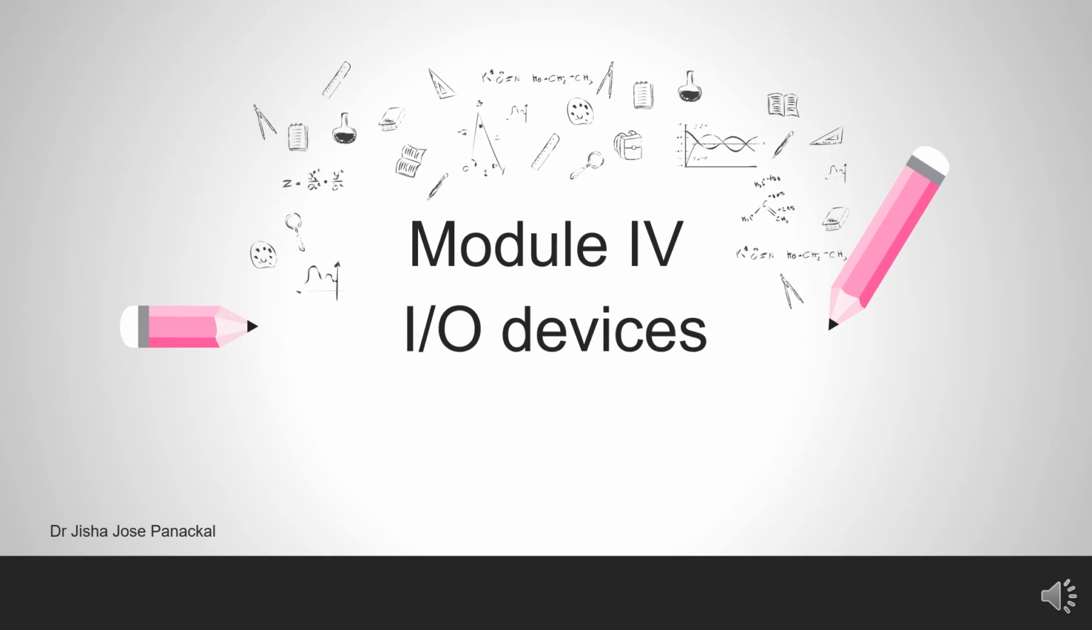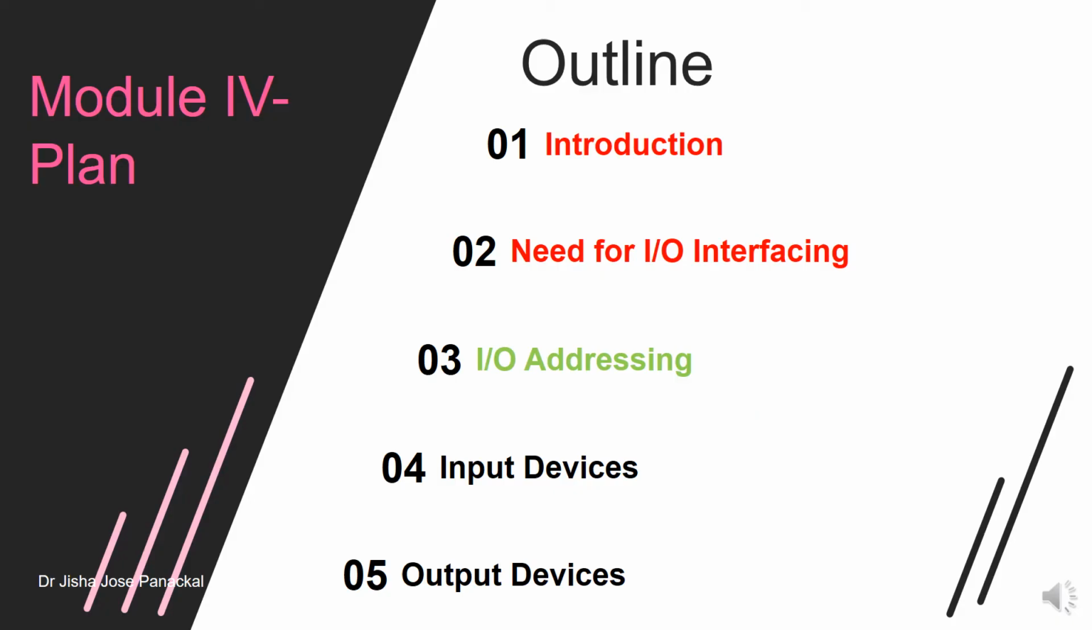Good morning all. Let's continue with module 4 IO devices. In the previous session we have seen the introduction to module 4 and the need for IO interfacing. Now we are going to discuss IO addressing. This can also be seen as how we can connect to IO devices, how we can establish a connection between processor and IO devices. It is through an IO address, so that will be discussed in IO addressing.